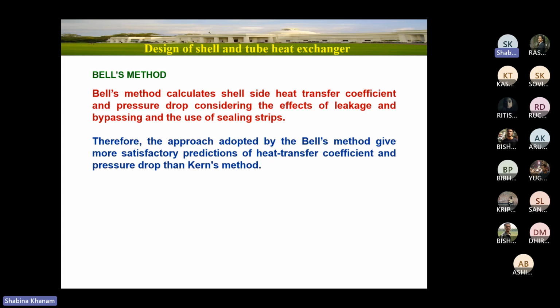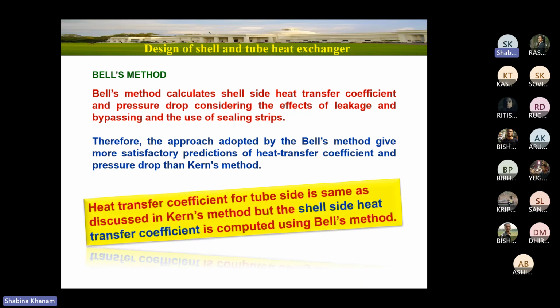Okay, so when we consider Bell's method, as I have told you, it gives more accurate results. It gives more satisfactory predictions of heat transfer coefficient and pressure drop in comparison to Kern's method. The heat transfer coefficient and pressure drop for the tube side, whatever we have discussed previously, will remain as it is. Only the shell side parameters will be changed.